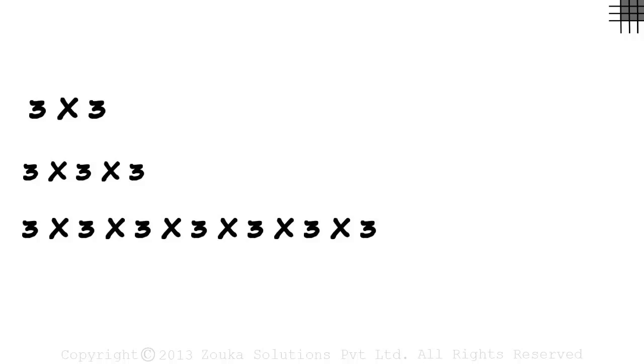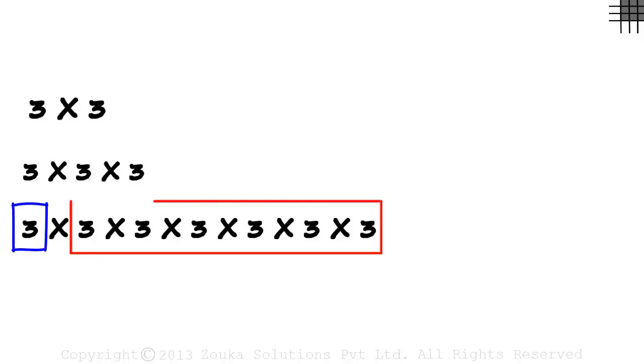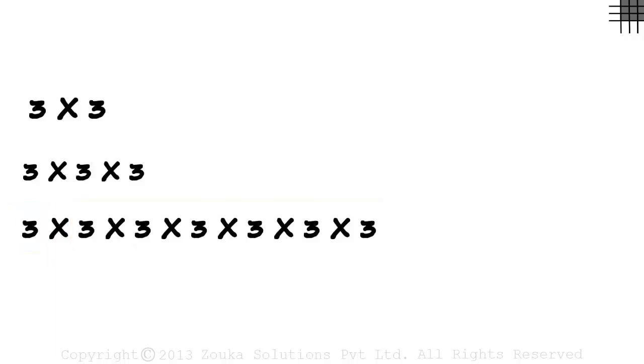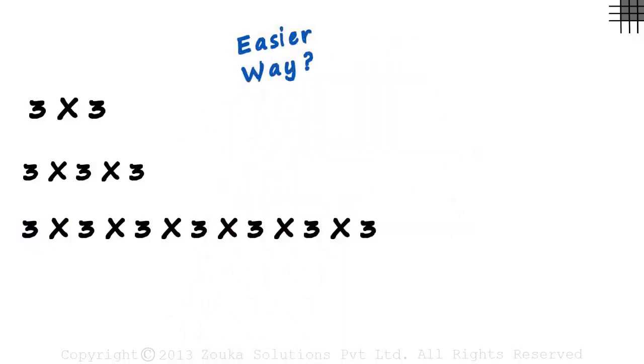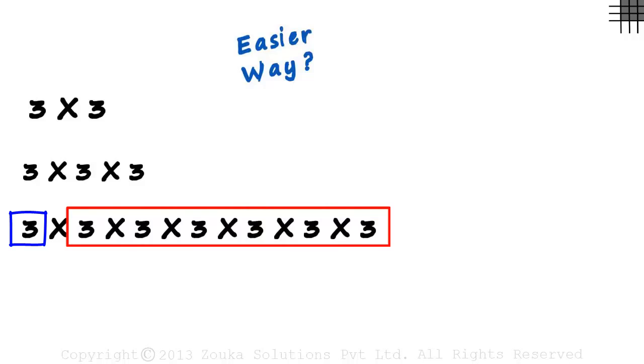The more times you multiply a number by itself, the more tedious it gets for you to write it down. So, that brings us to the question, is there an easier way to denote these kinds of operations? What kind of operations am I talking about here? The ones in which a number is multiplied by itself many times. The answer to that question is yes, we do.